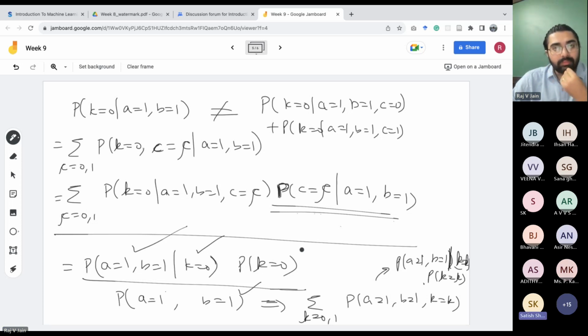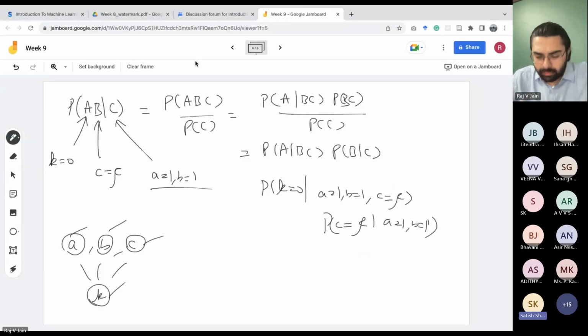Okay. Sir, one more thing: the input features are independent, no? C is independent of A and B. K is dependent, correct? But C is independent of A and B, am I right? C is independent of A and B only when conditioned on the class, only on condition of K. Otherwise, they are not. Okay, clear.